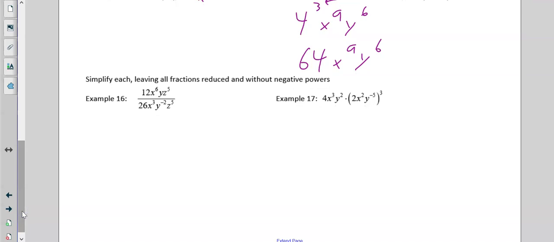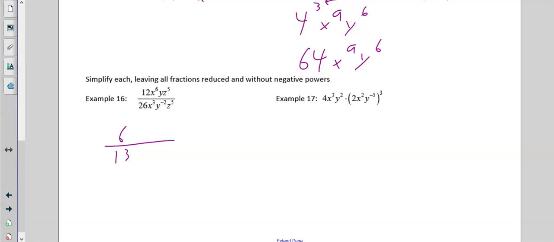And then fractions, same thing. I'm going to look at my numbers first. Okay, 12 over 26. Okay, 2 goes into both of them. 6 times and 13 times, and that's it. Because 13 is prime.